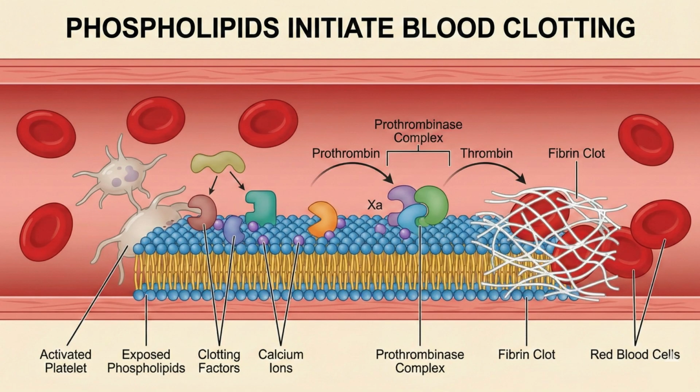Function 11. Phospholipids initiate blood clotting. When you are injured, platelets flip their membranes to expose phospholipids to the blood. This surface acts like a workbench for clotting factors, kickstarting the process to stop bleeding.